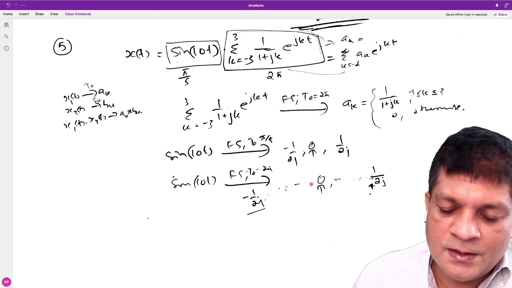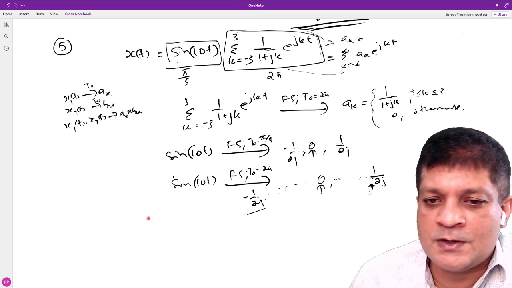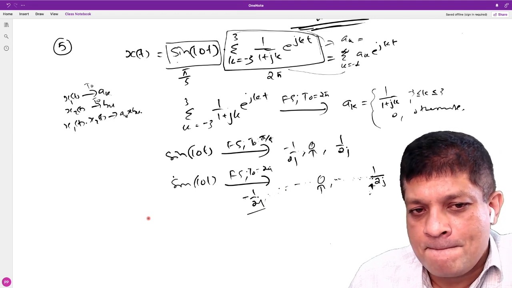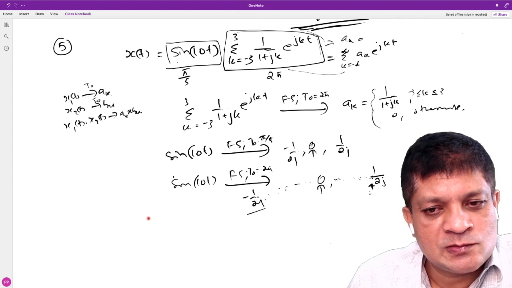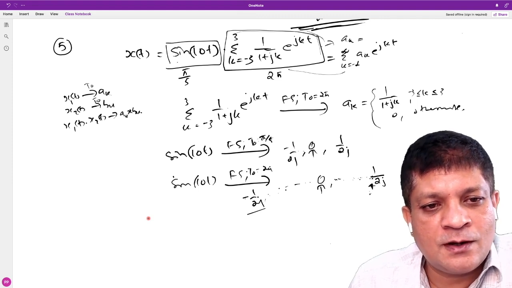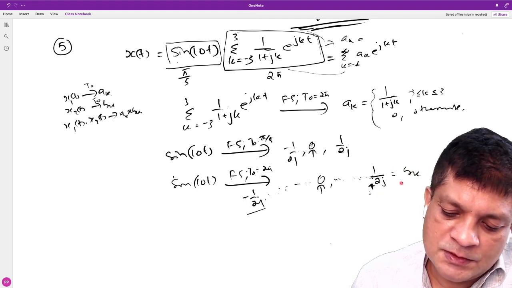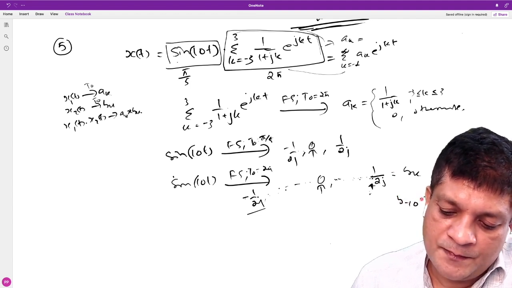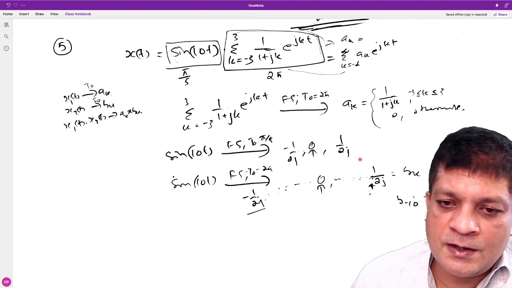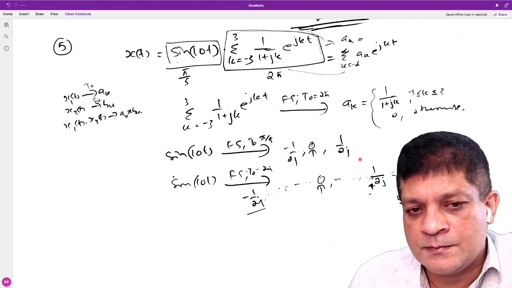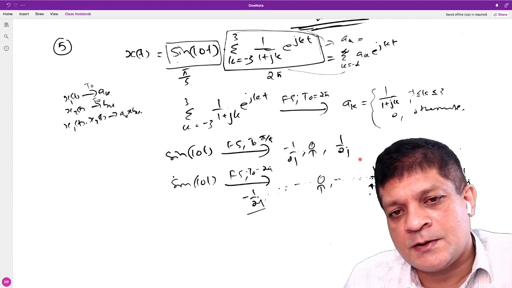That is sine 10t. Now you have to apply the multiplication property. What is the multiplication property? It is ak convolution bk, this one. Let's say these are bk. Okay, this is bk means b10 is 1 by 2j and b minus 10 is minus 1 by 2j. Now, what is ak convolution bk? Can we use the property of the delta function? What is the property of the delta function in convolution?